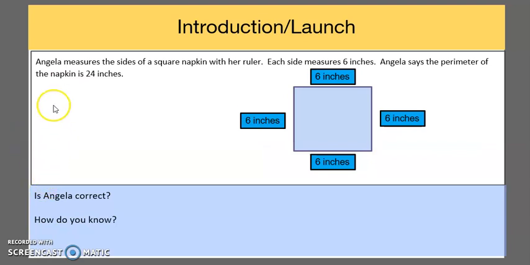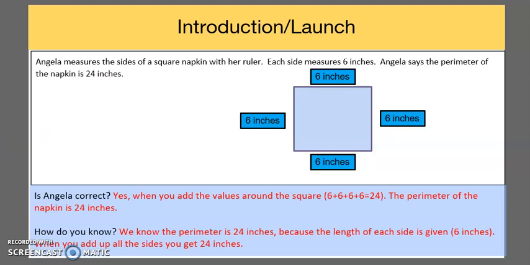The first question here is: Angela measures the side of a square napkin with her ruler. Each side measures 6 inches. Angela says the perimeter of the napkin is 24 inches. And on the next slide, we're going to provide a sample response of a clear answer with an explanation.